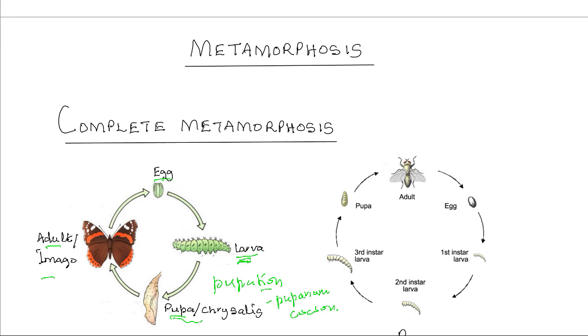Within the puparium, the larval tissues are broken down and transformed into the adult tissues. The adult then emerges from the open puparium, and the role of the adult stage is reproduction and dispersal.